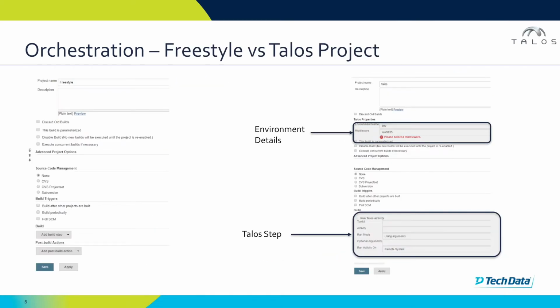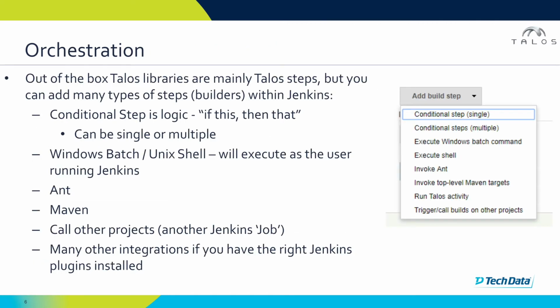So yeah, the difference between a freestyle project and a Talos project is the environment details here and the fact that you can run the Talos activity steps. Those wouldn't be available in a freestyle project. So out of the box, Talos libraries mainly use Talos steps, but you can add steps of any type within Jenkins. So there's a few that are worth considering.